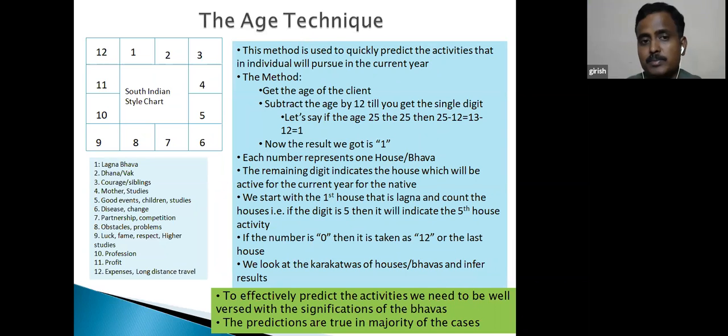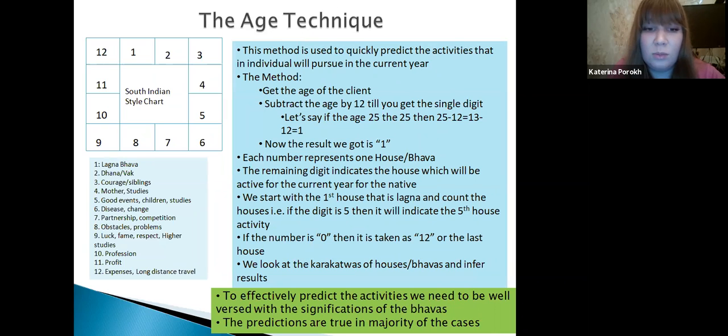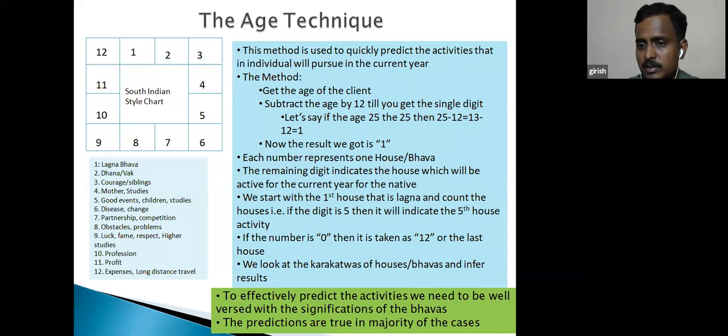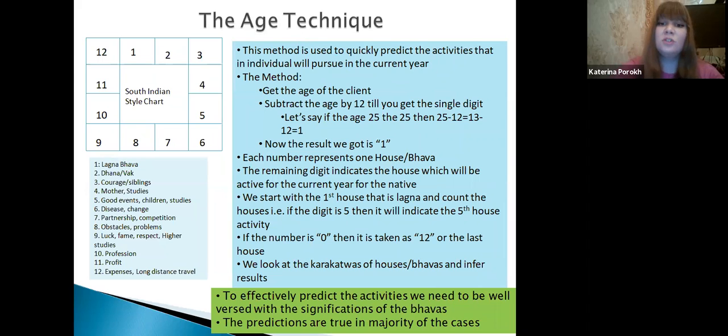But the most important thing here is that you should know the Karakatvas of the houses or the bhavas. Но самое важное, чтобы делать предсказания по этой технике, вы должны очень хорошо знать каракатвы, характеристики домов. Okay. Only then you will be able to give a good result. И только тогда вы сможете дать достаточно хорошее, качественное предсказание этой техники.